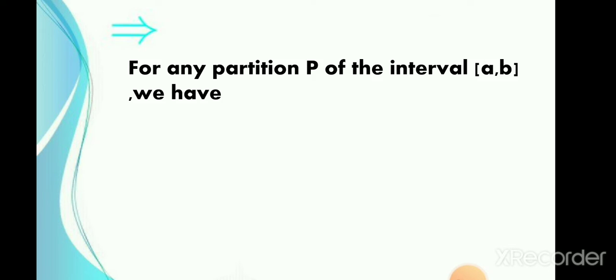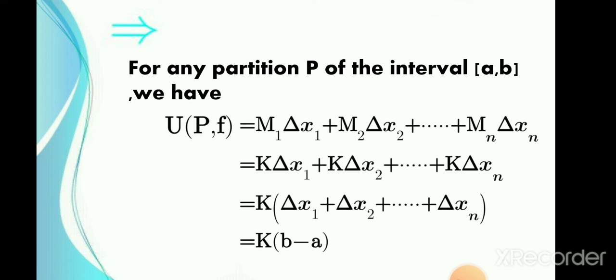Solution of this problem: for any partition P of the closed interval [a, b], we have the upper sum, that means U(P, f) equals M1 delta x1 plus M2 delta x2 plus ... plus Mn delta xn, equals k into delta x1 plus k into delta x2 plus ... plus k into delta xn, in which the values of M1, M2, up to Mn are equal to k because the function is constant, equals k into (delta x1 plus delta x2 plus ... plus delta xn), equals k into b minus a.